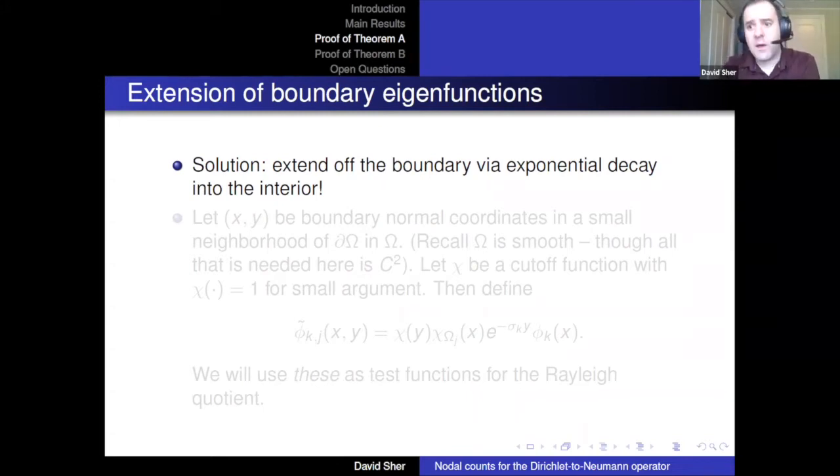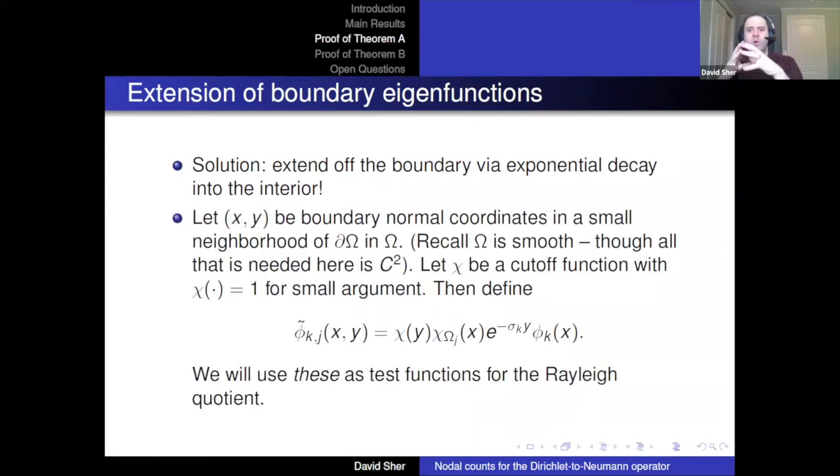We are going to use boundary normal coordinates. I'm going to let x, y be boundary normal coordinates in a small neighborhood of the boundary. x is a coordinate on the boundary, and yes, you have to use different coordinate patches, of course, as with any manifold. But y is going to be the normal coordinate, basically the distance from the boundary. For boundary normal coordinates, you don't need the full smoothness, but you do need something. It needs to be more than Lipschitz. I'm going to let chi be some sort of cutoff function cutting off near 0, so it's 1 near 0, and 0 farther out.